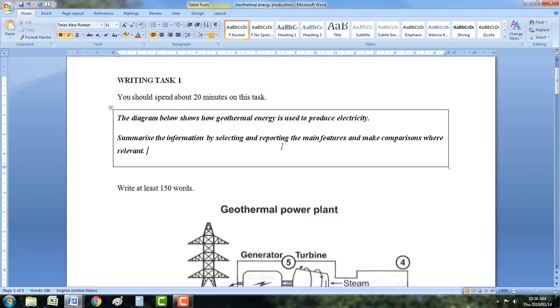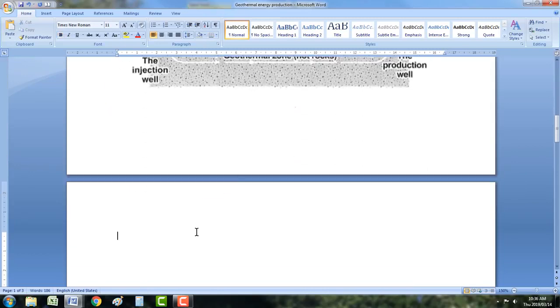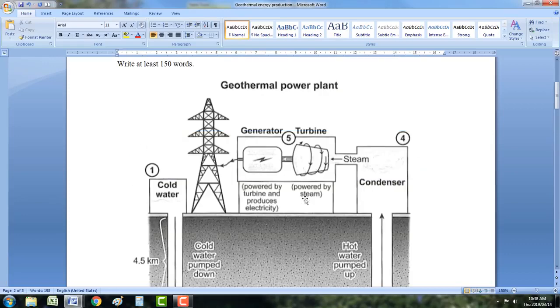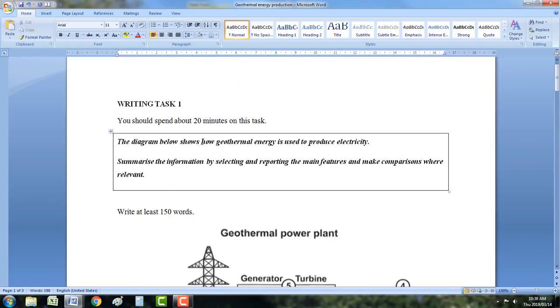Sometimes a word is a word and there's no synonym for it. So I would just say the figure or the picture, maybe the figure. And then I like the word depicts, but you can say illustrates. The paraphrase is not that important. So the figure depicts the process of generation of electricity from geothermal energy. Don't worry too much about this paraphrase.